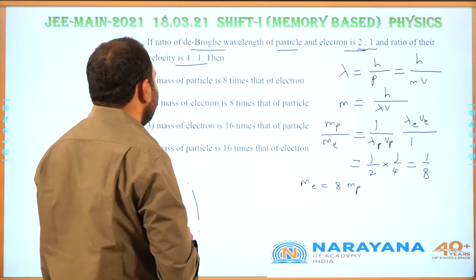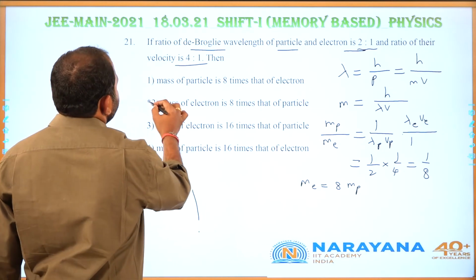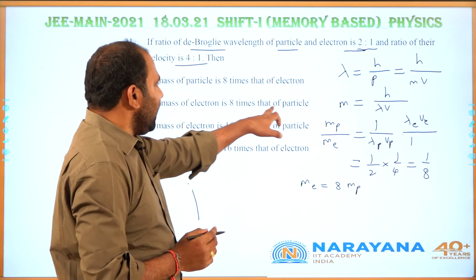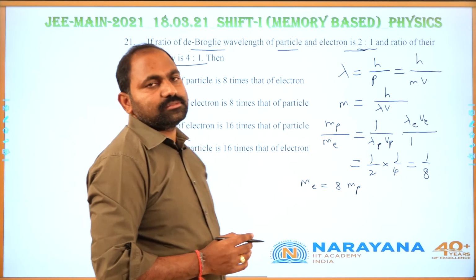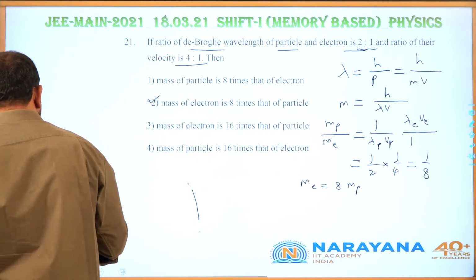From this we are getting like this. So it is given with second option: mass of electron is 8 times that of particle. Let us go to the next question.